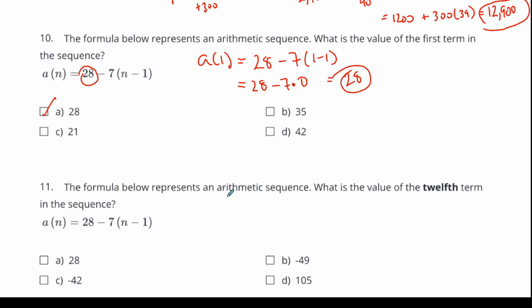Okay, we're using the same formula here. I want the 12th term in the sequence. So a sub 12. So we got 28 minus what? 77. 7 times 11, 77. Let's see what that gives us. I got negative 49.